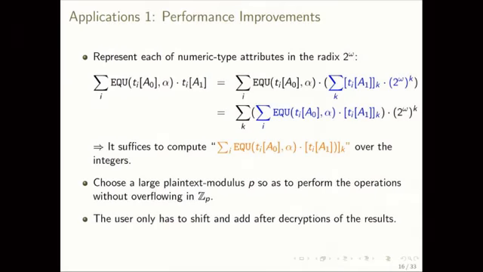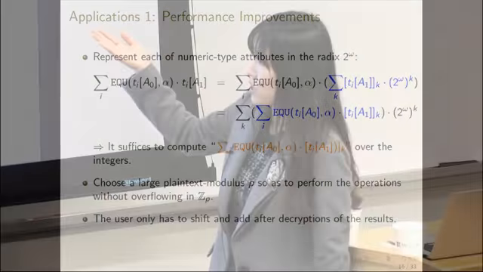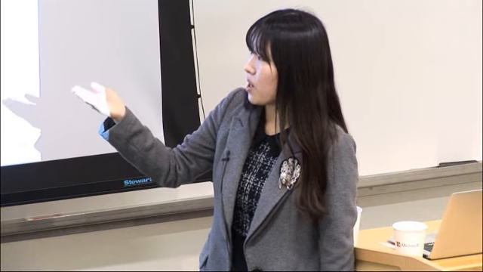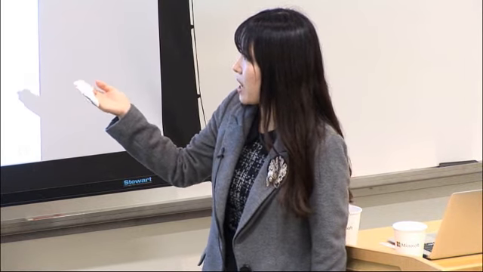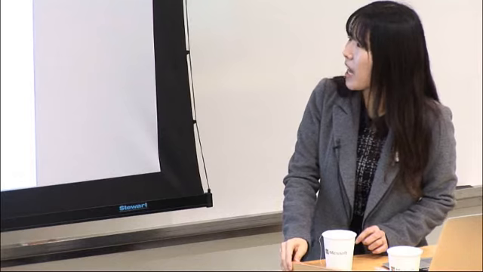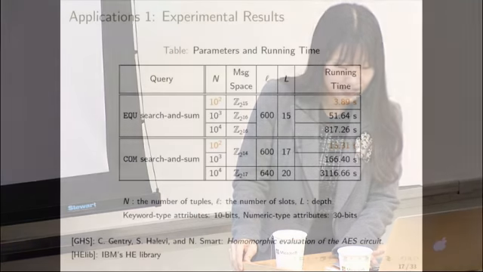From this equation, we know that it suffices to compute just these red functions over the integers. So we choose a large plaintext modulus P in order to perform these operations without overflowing the message space. After evaluating this function and decrypting the result, the user only has to shift and add.